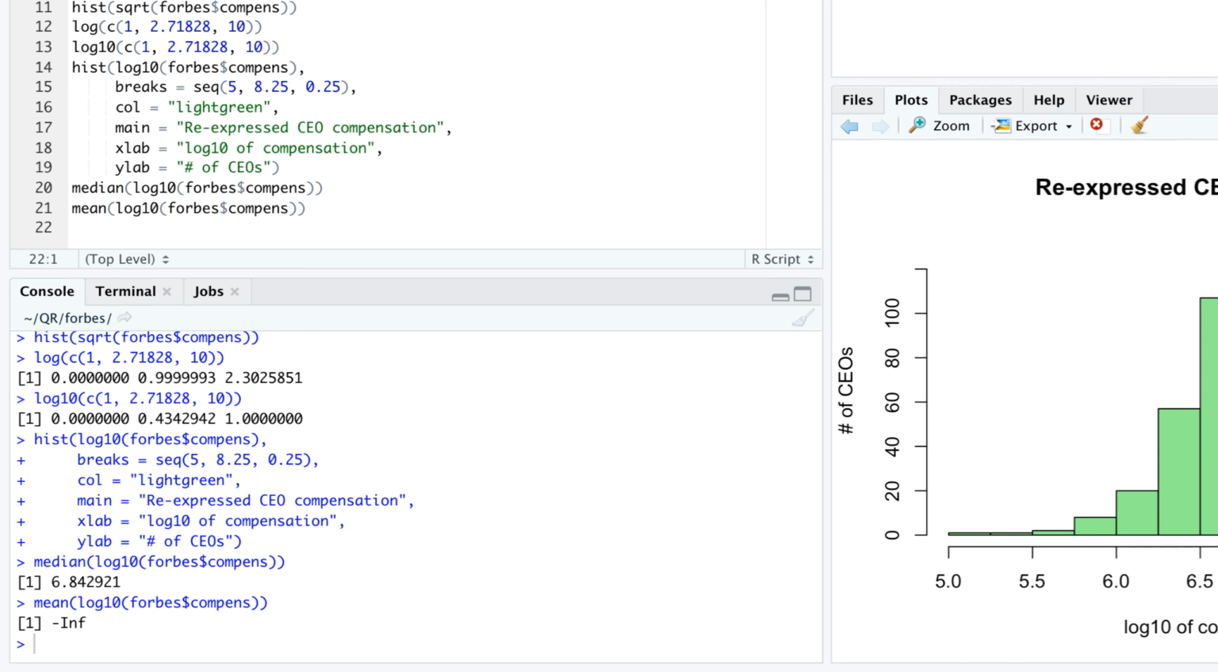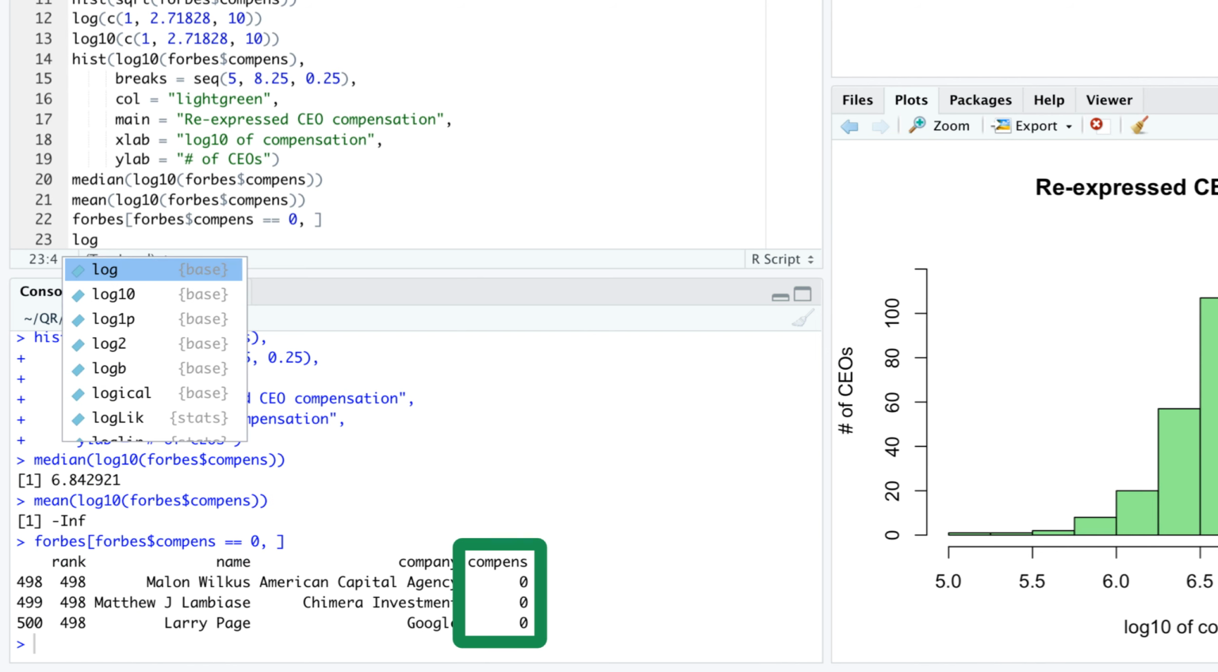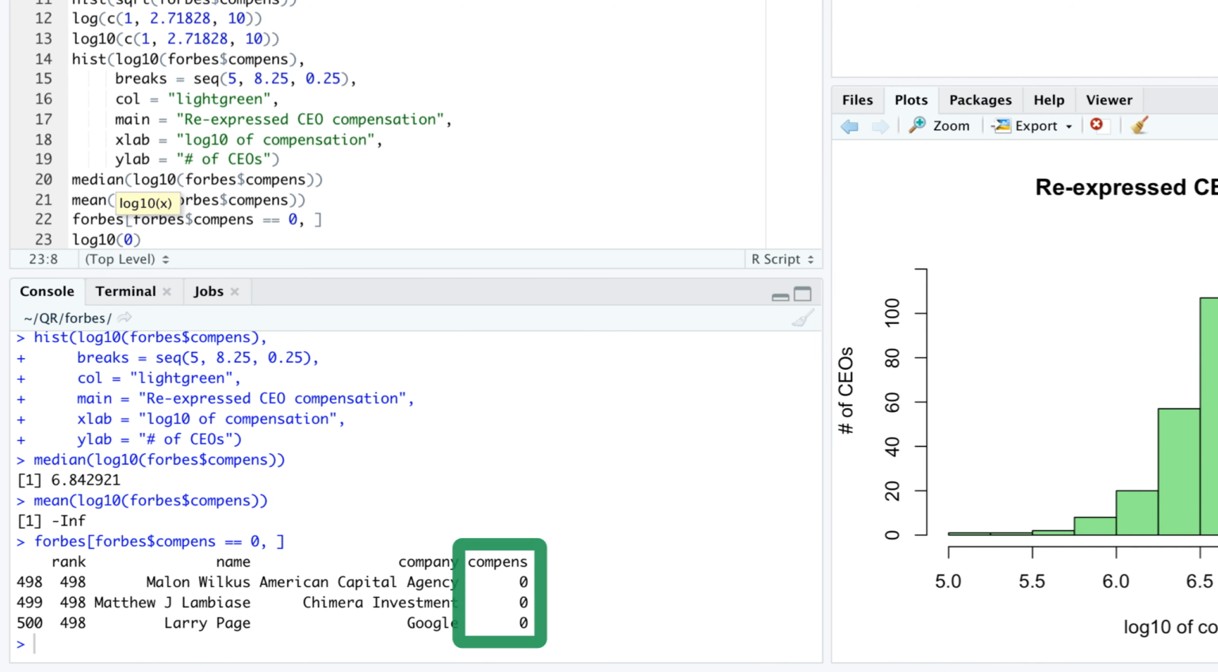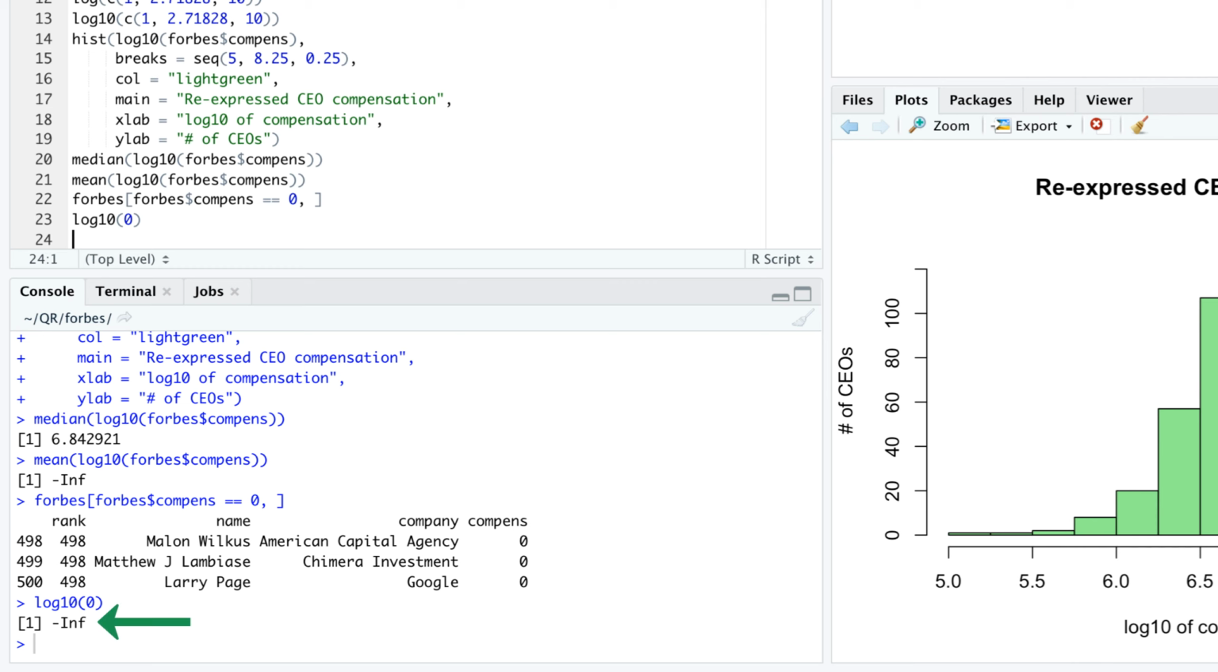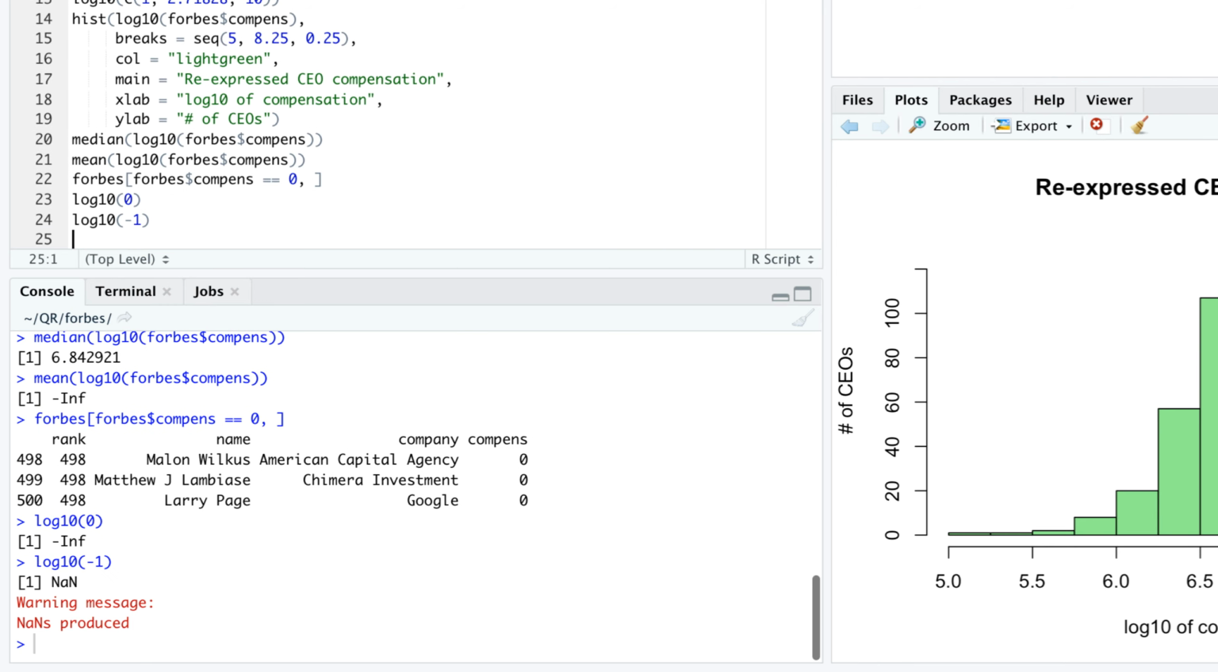The reason for this result is that some CEOs nominally received no payment, and the logarithm of 0 is an infinitely large negative number. The situation would have been even worse if any of the compensations had been a negative number. Mathematically, the logarithm of a negative number is undefined, so R issues a warning and returns the special value NaN, which stands for not a number. The lesson to learn is that we must be careful when re-expressing data with a logarithm.